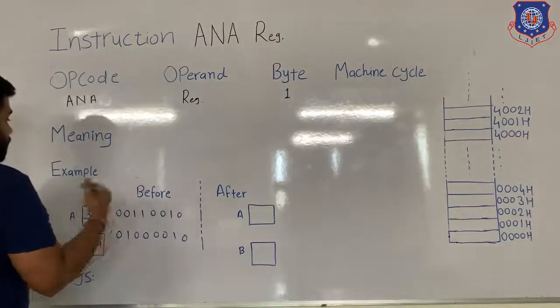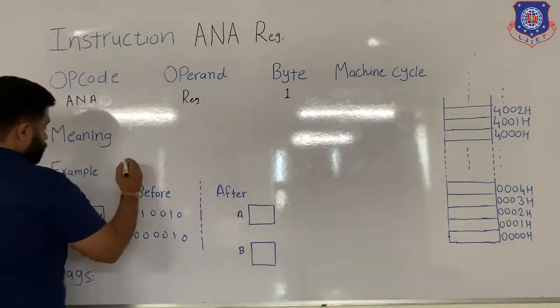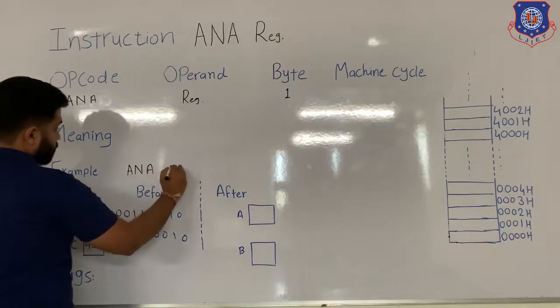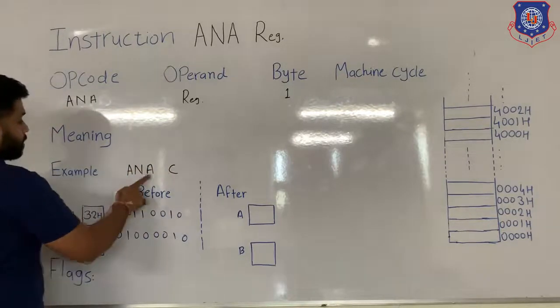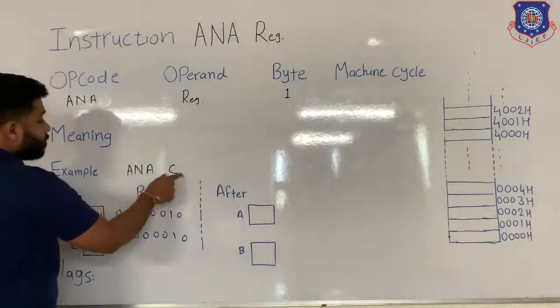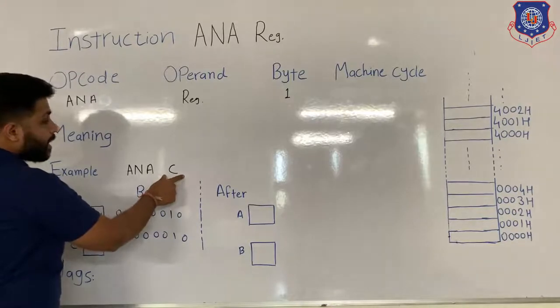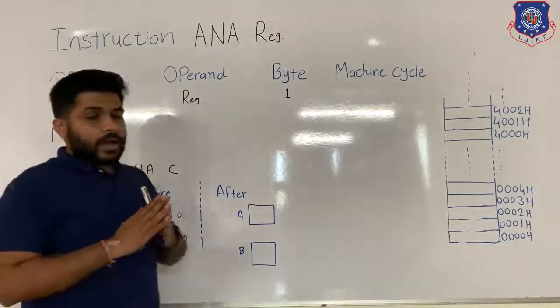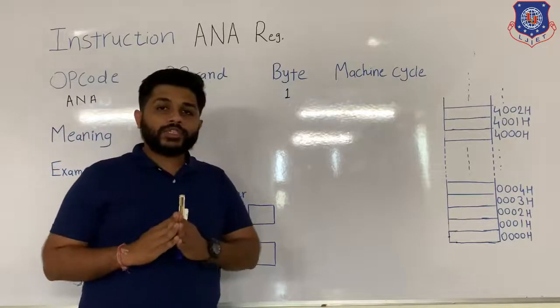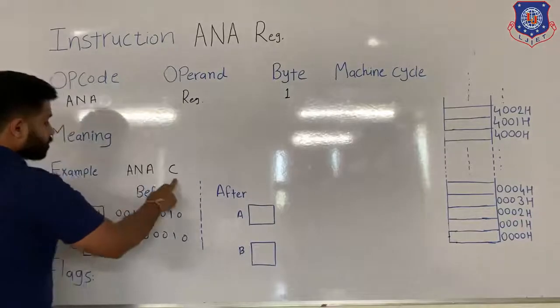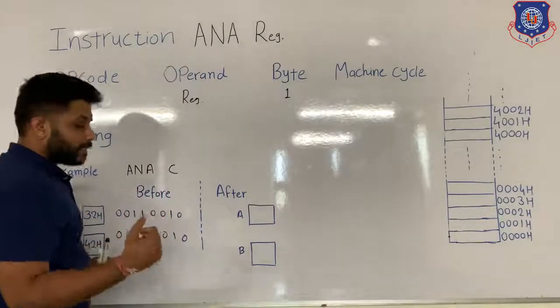Okay, so let's see one example. Suppose the example is ANA C. ANA C means logical AND will be performed between the register C and the accumulator, and the answer will be stored in the accumulator. Always remember, in every arithmetic and logical operation, the result will be stored in the accumulator. So after this instruction is executed, in the accumulator we will get the answer.